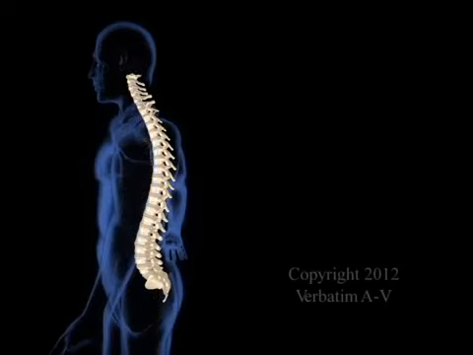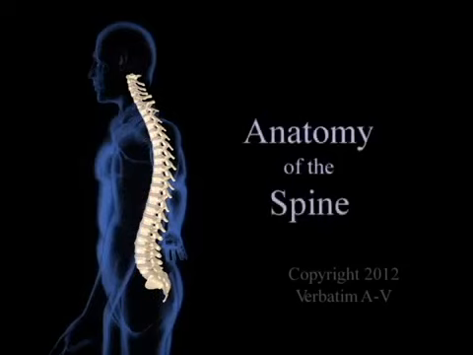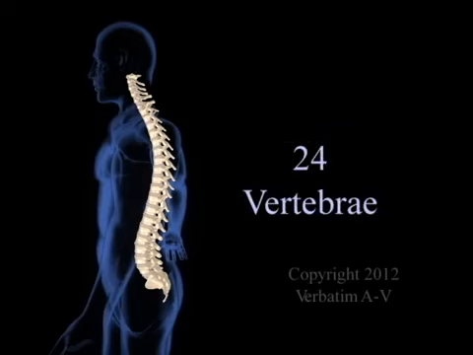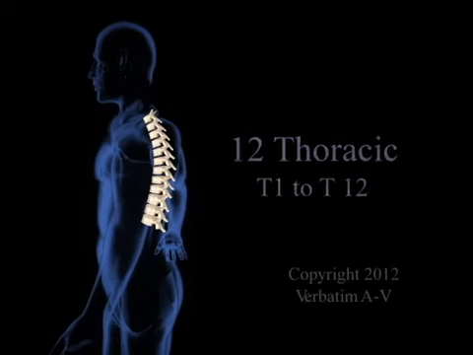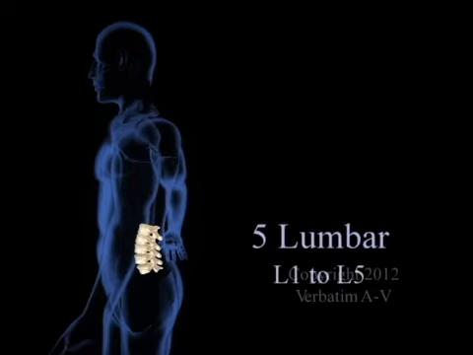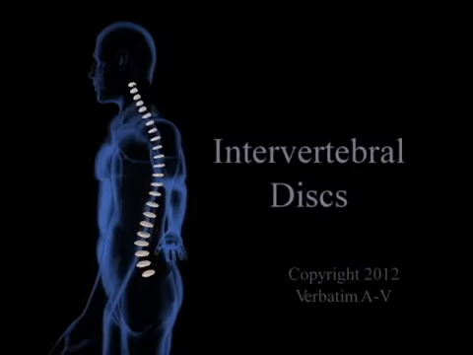To understand spinal radiculopathy, let us first review the anatomy of the spine. The spine has 24 individual bones called vertebrae. There are 7 cervical vertebrae, C1 to C7, 12 thoracic vertebrae, T1 to T12, and 5 lumbar vertebrae, L1 to L5. The vertebral bones are separated by intervertebral discs.